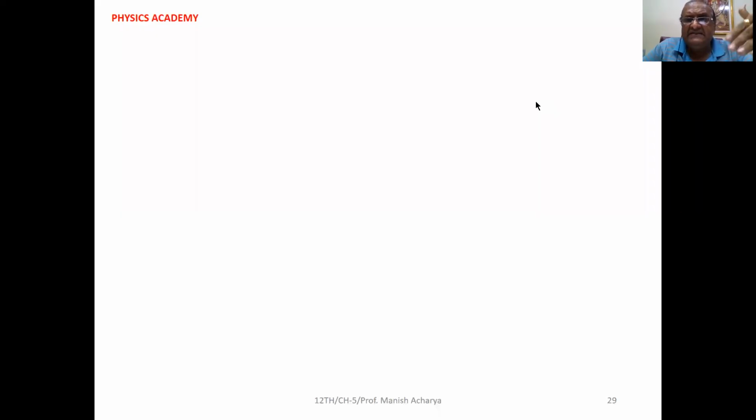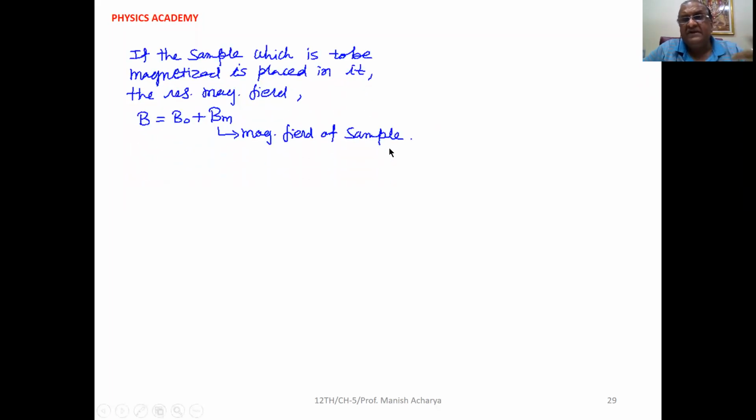Now, if you want to magnetize any sample, you have to place it in a uniform magnetic field. So you have to place it inside the solenoid. In other words, the core of the solenoid is now made by that particular sample, and that sample will be magnetized. If it is magnetized, then its own magnetic field will also develop inside the solenoid. So if the sample is placed inside the solenoid, the resultant magnetic field is B0 plus BM. B0 is due to the current flowing through the solenoid, and BM is the magnetic field of that sample, which is now magnetized.